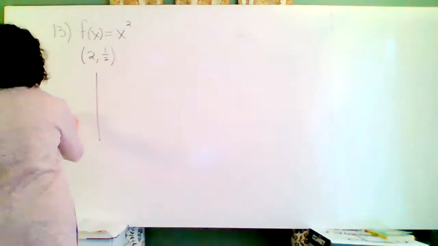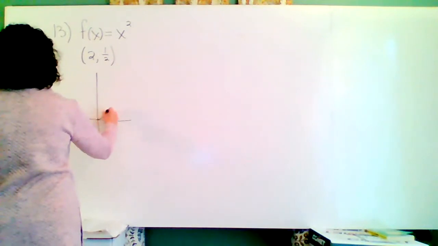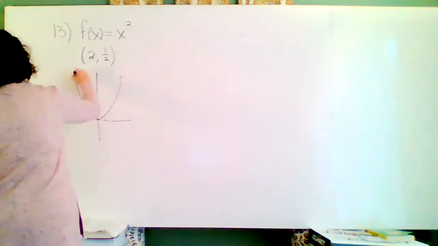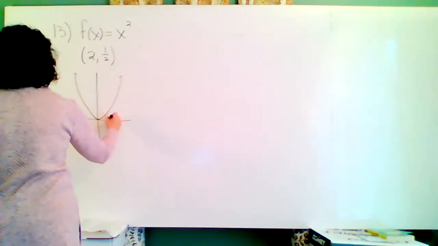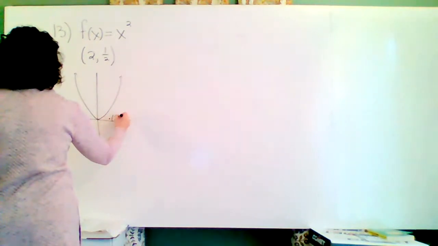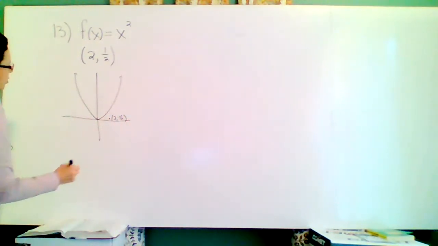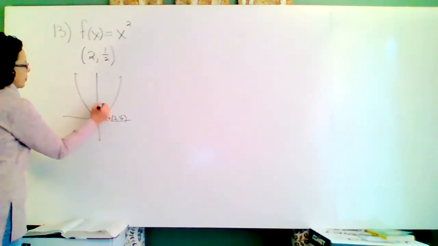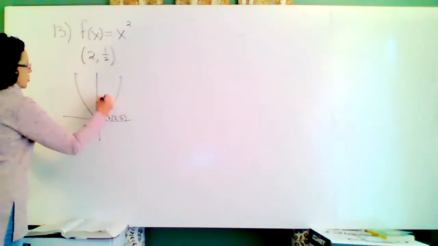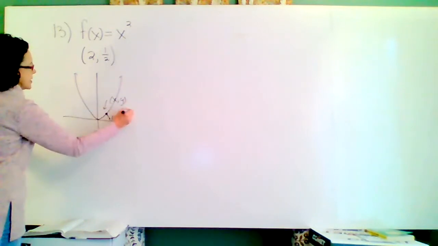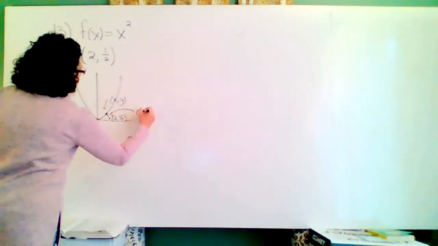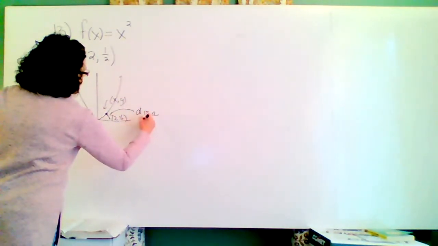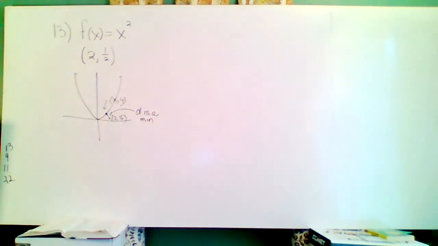And what the picture would look like, I know what my x squared looks like, right? And then 2, 1/2 is like right here. And what they want to know is at what point would you draw a line to hit that parabola so that this distance is at a minimum. Distance is a minimum. Okay.